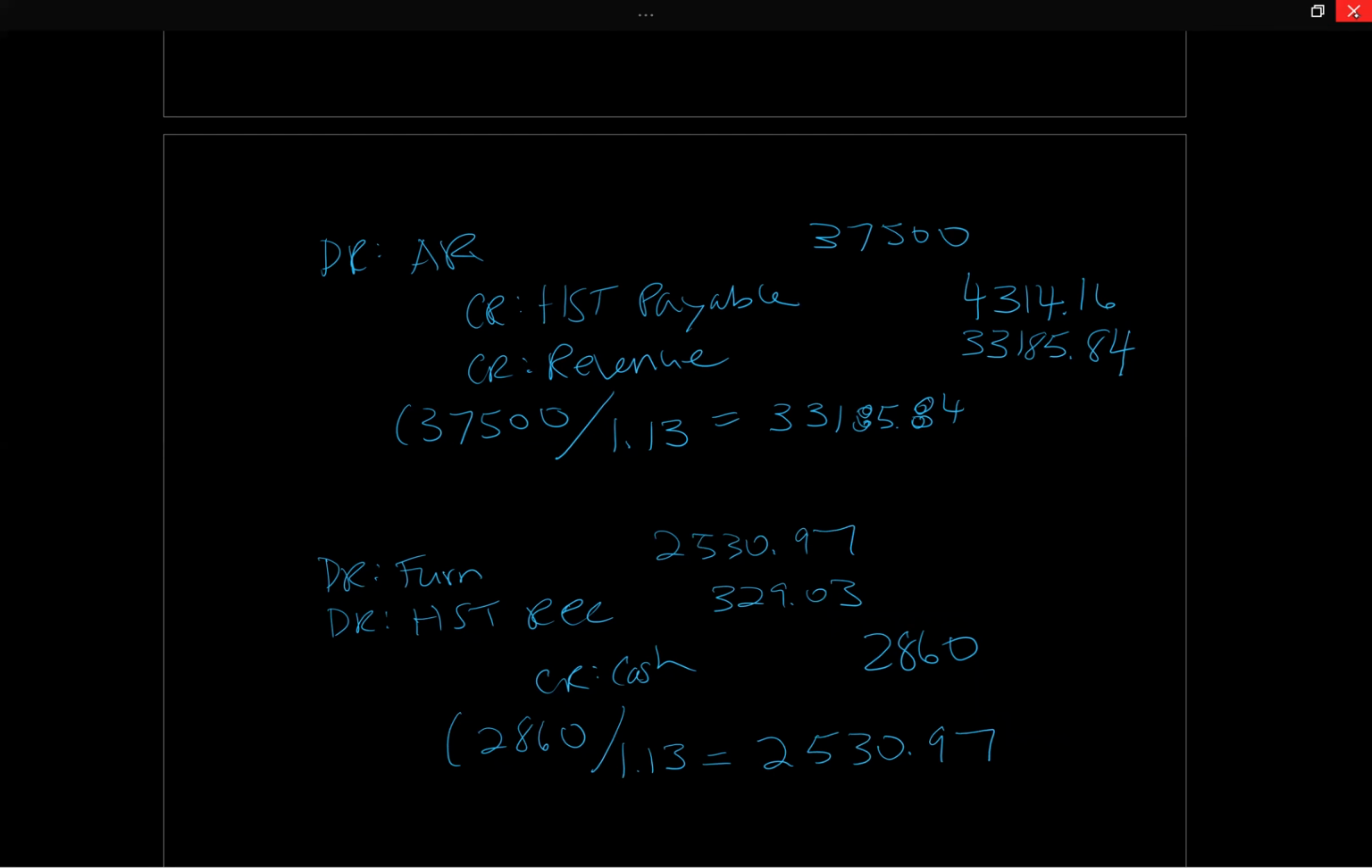I think what's notable about this question is the math that you'd have to do to work backwards if you're given a number that includes the HST or GST amounts. Of course, if you were calculating it with the GST and it was 5%, then you would divide it by 1.05 there instead of the 1.13.